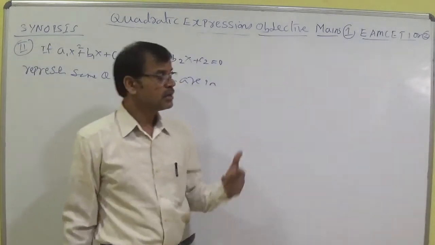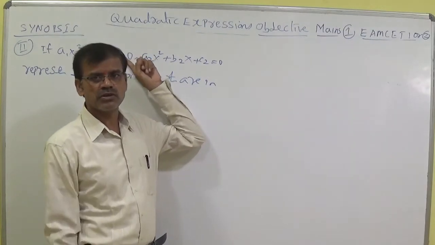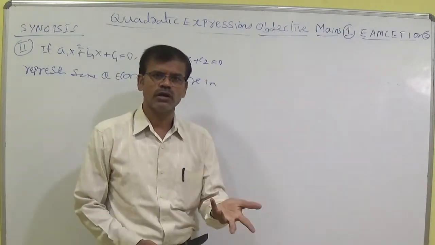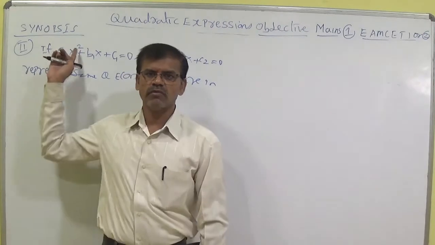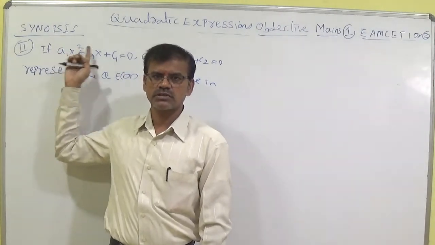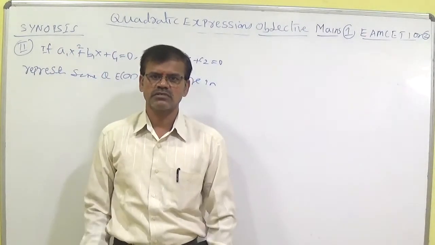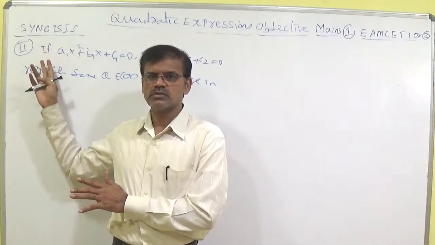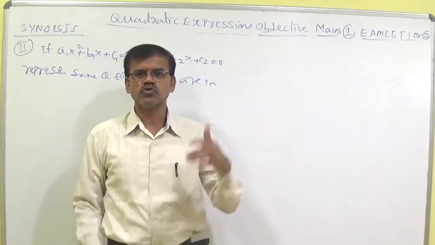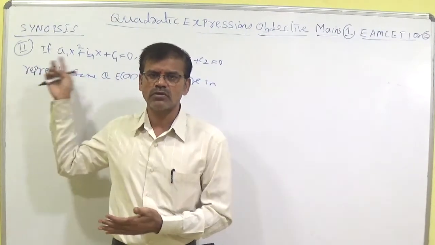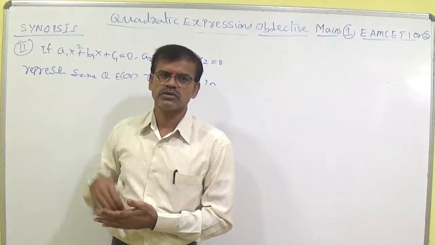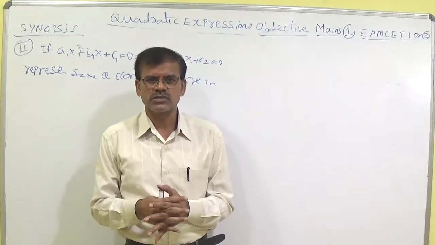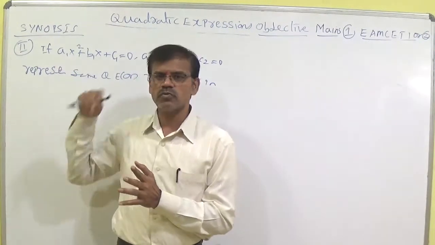Proportion means, for example, 1 comma 2 are roots of the first equation, 2 comma 4 are roots of the second equation. Example, 1 comma 2 are roots of the first equation, 10 comma 20 are roots of the second equation. Like that, that is the proportion. What is going on here? 1 comma 2, and this is 2 comma 4, so 2 into 1 and 2 into 2. 1 comma 2, and this is 10 comma 20, so 10 into 1 and 10 into 2.